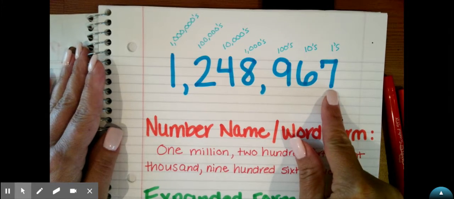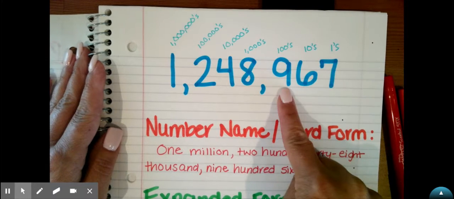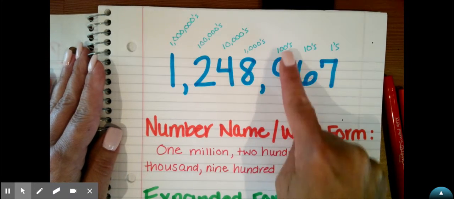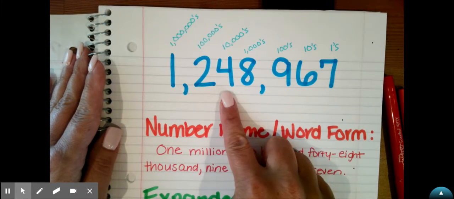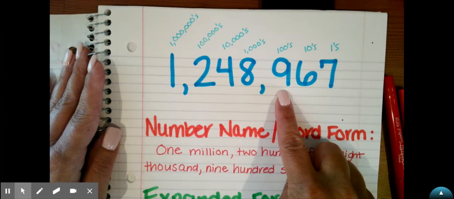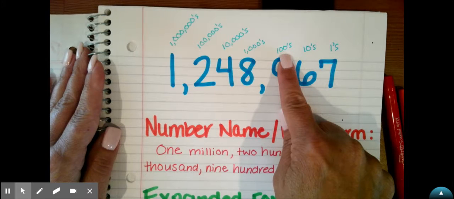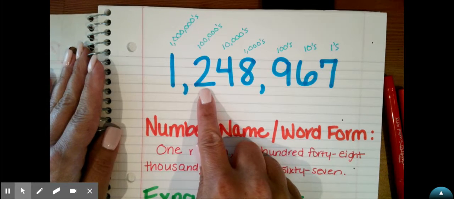For example, this 7 is in the ones place. The 6 is in the tens place. The 9 is in the hundreds place, and so forth as we go through the number. The value of each digit is dependent upon the place that it's located in. For example, this 9 here isn't just a 9. Its value is actually 900 because the 9 is located in the hundreds place. Similarly, this 2 is not just a 2. It's actually worth 200,000 because of its location.